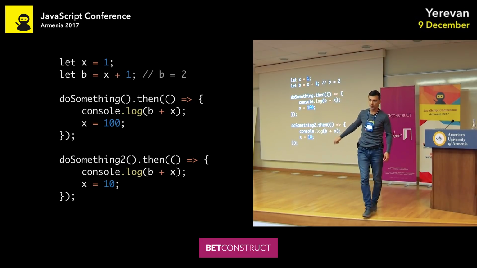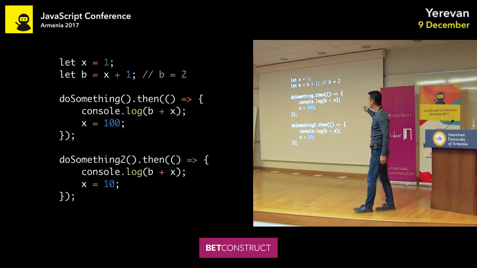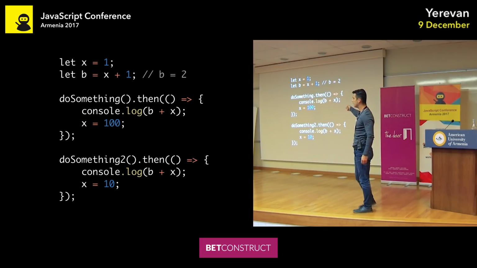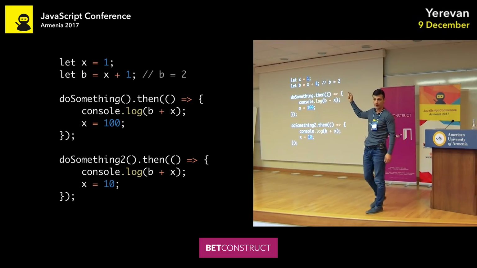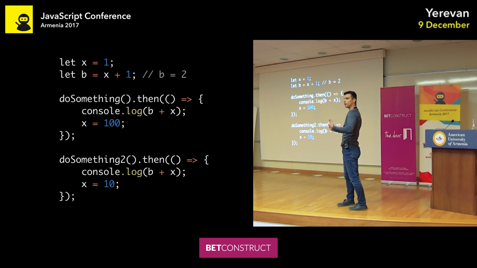Consider this scenario. This is actually JavaScript, okay? So in this case, we have a mutable resource, in fact, a shared mutable, as you will see in a moment. We run the first line of code, b equals x plus 1, fine, and we get the 2. Then we call two asynchronous functions, do something and do something too. Both of these are asynchronous.